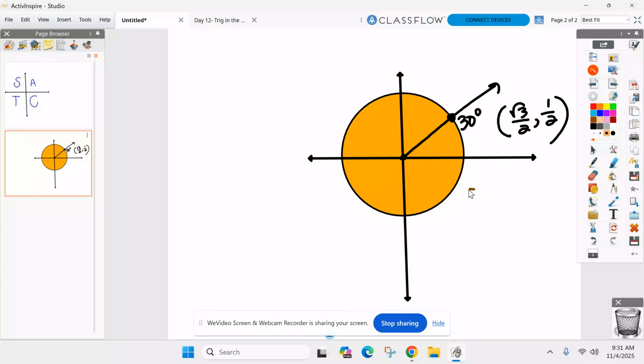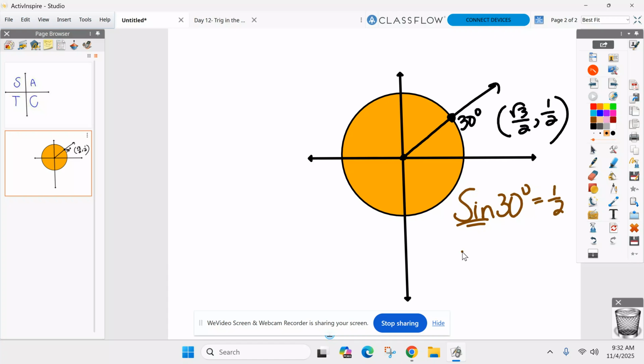But then I did this. I said, hey, can you find me the sine of 30? And you would take what coordinate? Because it's sine, what coordinate did you take? That's how you did it. Sine is what coordinate on the unit circle? The y coordinate. Yes, it's the y coordinate. So it's equal to 1/2.